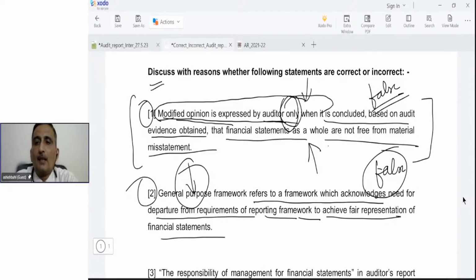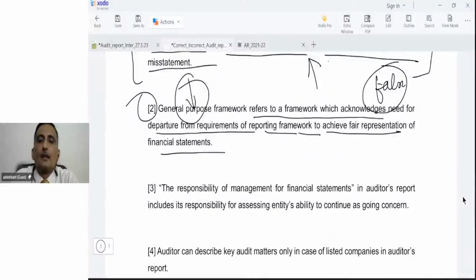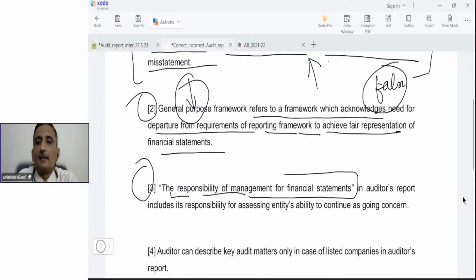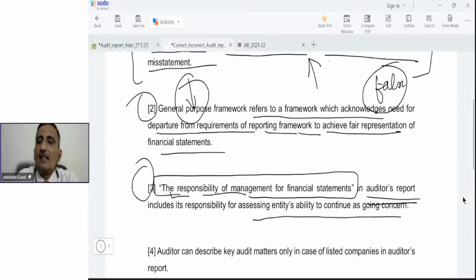So now we come to number 3. The responsibility of management for financial statements in the auditor's report. He is saying that the para on responsibility of management in the auditor's report includes responsibility for assessing the entity's ability to continue as a going concern. Whether management has to state also specifically that we have assessed our entity's ability to continue as a going concern. Whether it is required to be stated in the para on the management's responsibilities. Question number 3.